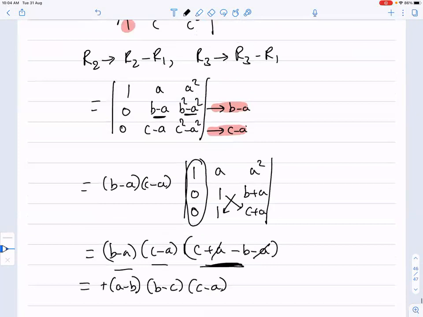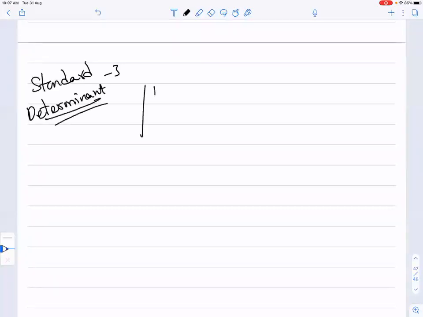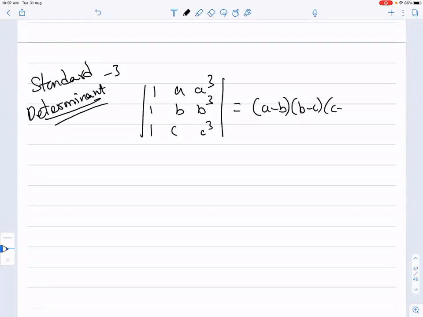Please write it down. Standard determinant 3. 1, a cube; 1, b cube; 1, c cube. This result is a minus b, b minus c, c minus a into a plus b plus c. Prove it now.